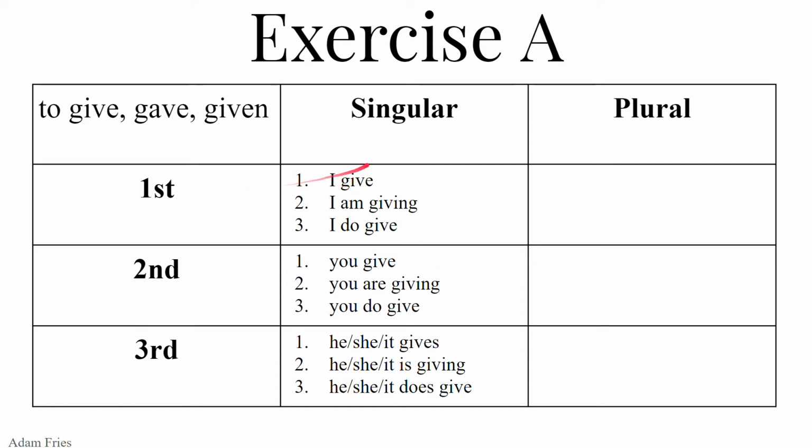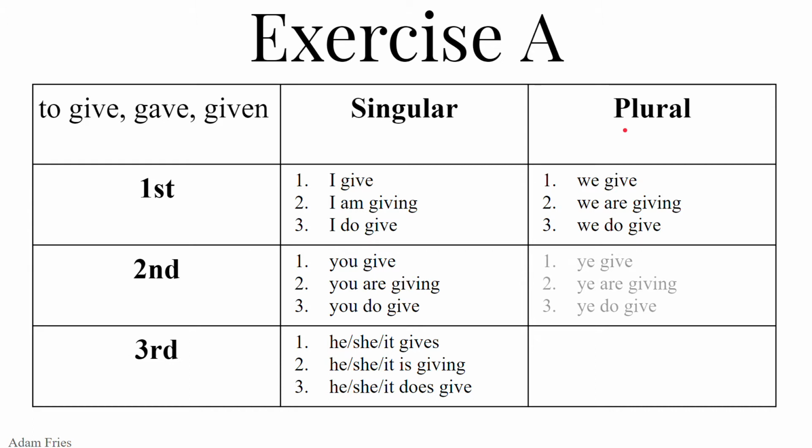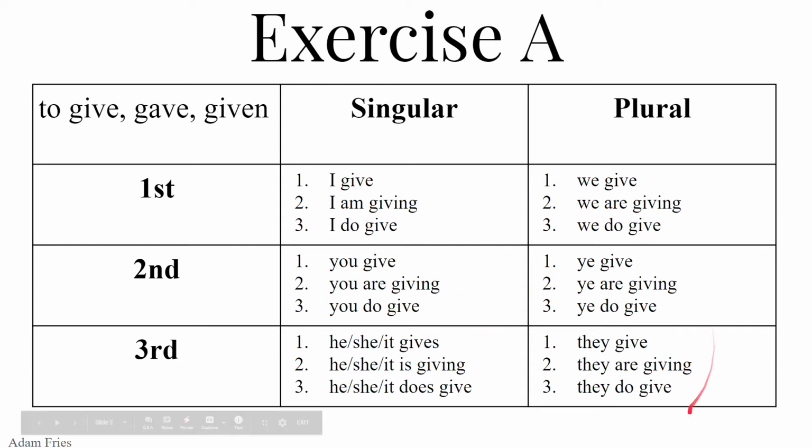So the first person plural, not just I, but I and someone else: we give, we are giving, we do give. The second person plural, ye or y'all: ye give, ye are giving, ye do give. And then the third person plural: they give, they are giving, they do give. So I give, you give, he, she, it gives, we give, ye give, they give. There are also progressive and emphatic forms for each. All right, that's how English does it.